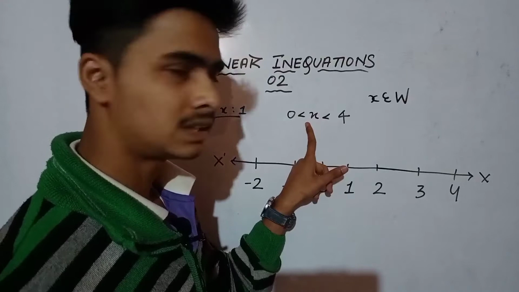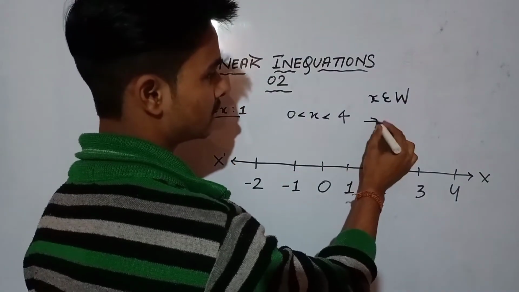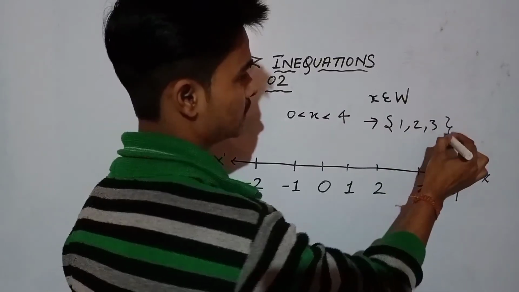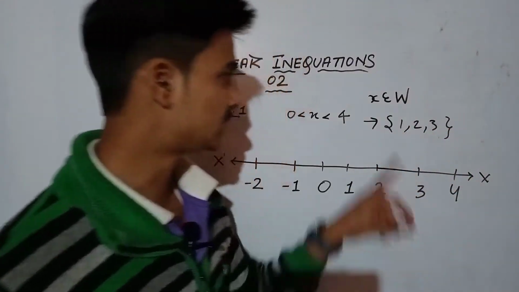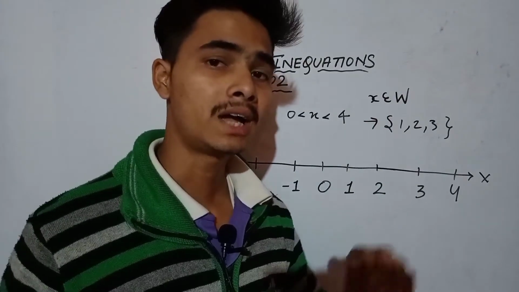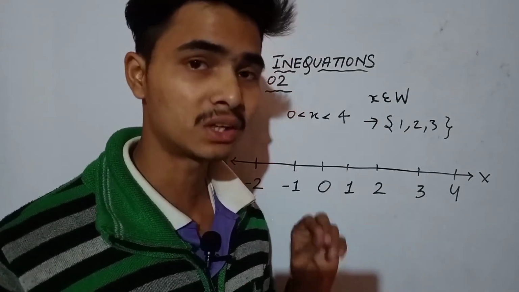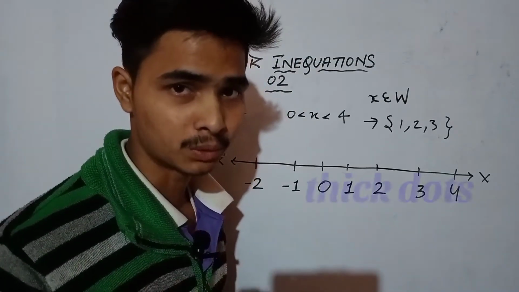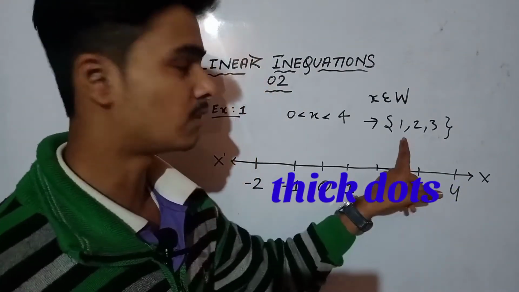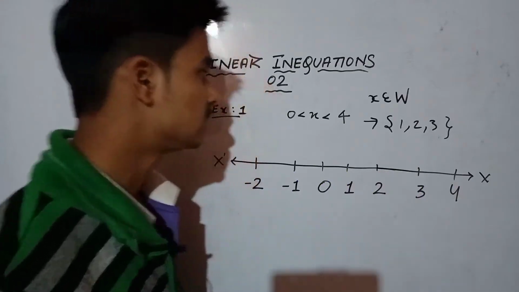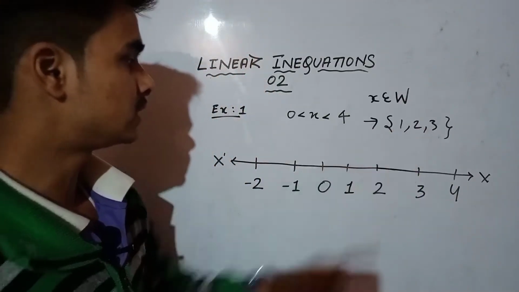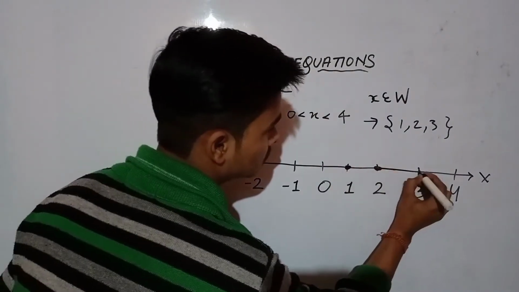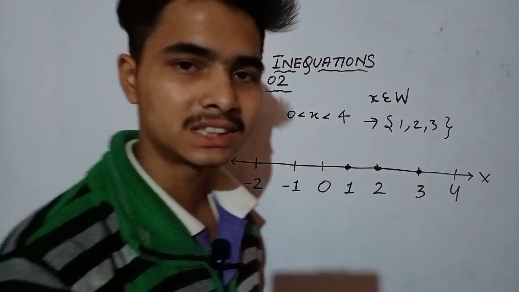So according to this condition, first of all, what would the solution set for x be? 1, 2 and 3. So if x belongs to whole numbers and I ask you to represent it on a number line, then you just need to make thick dots where the values correspond. What are the values of x? 1, 2 and 3. So I just need to make thick dots here at 1, 2 and 3. That's it.